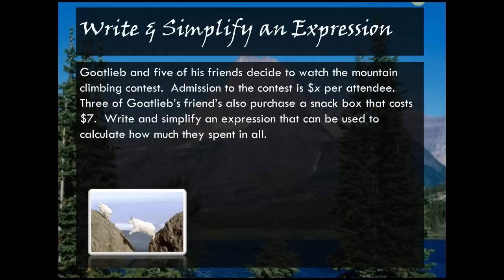One way to write it is to consider first the cost of admission, then the purchase of the snack boxes. We have Gottlieb and 5 of his friends, so we know that 6 goats attended the event. First, we can represent the cost of admission by multiplying 6 times x, which is the cost per ticket. Then we will add the cost of the snack boxes that 3 of Gottlieb's friends purchased. That would be 3 times $7 per snack box.